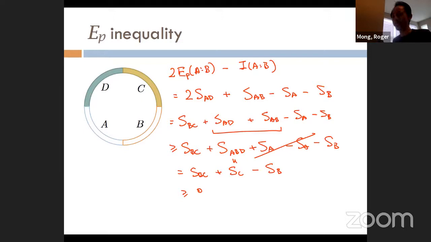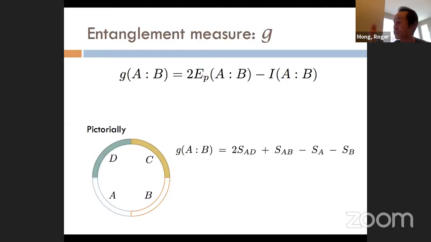All right, so in light of that, we're going to define G, which is our other entanglement measure, as two times the entanglement purification minus I, because the first one is bigger than the second one. And once again, trust me that the first one is definitely bigger than the second one, whether or not I got the proof on the previous page correct. And so once again, if you expand it out, it looks like this.